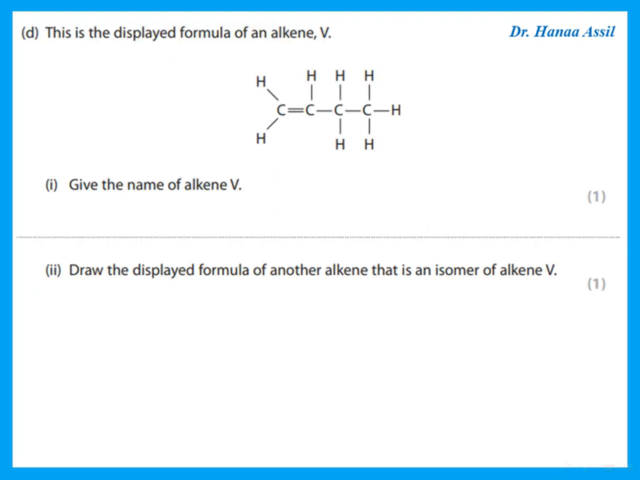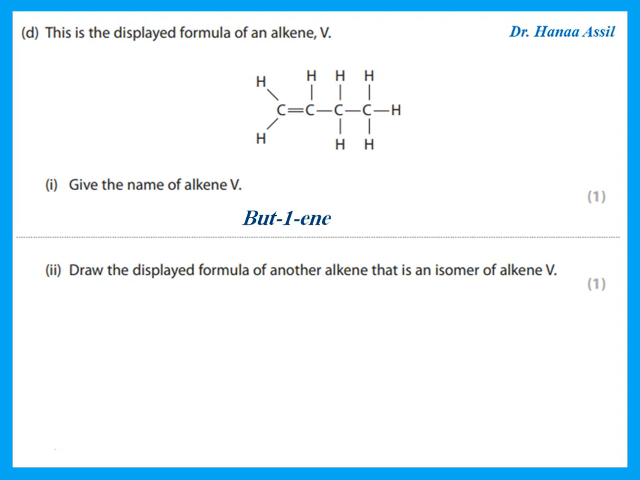This is the displayed formula of an alkene. Give the name of this alkene. Okay, to name the organic compound, I need first to see how many carbons. This one has 4 carbons, so its name must be but-. It's an alkene, so it will end with -ene. But where is the double bond? The double bond is after carbon number 1, so this is called but-1-ene.